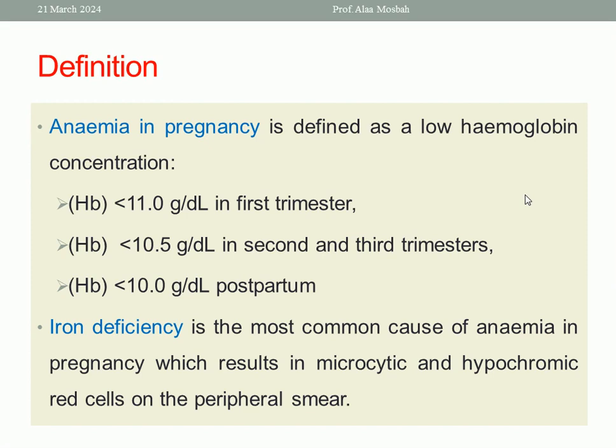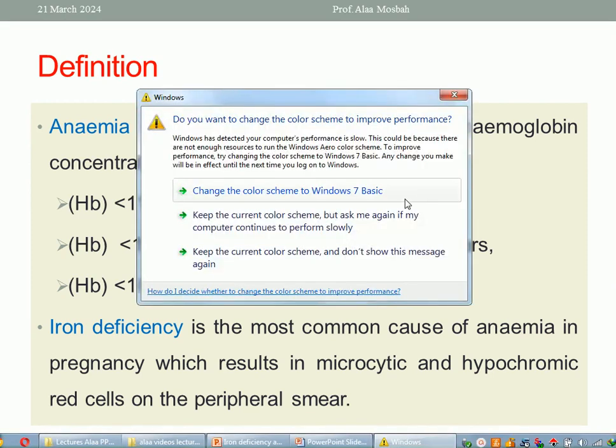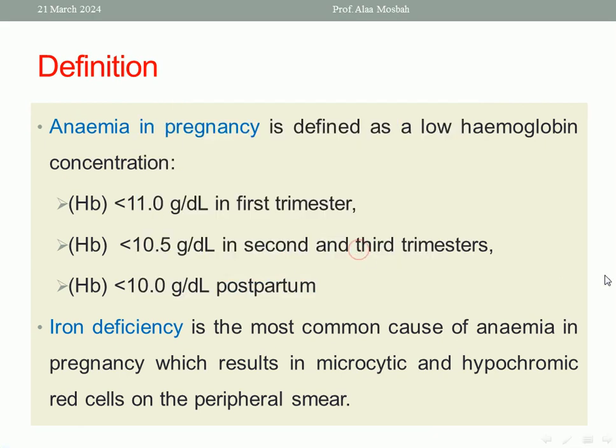And you shouldn't be confused if you found some little difference in the definition of American College of Obstetricians and Gynecologists or WHO, because there is very little difference. This is according to the Royal College. Of course, we know that the hemoglobin is changeable during pregnancy due to increased plasma volume.